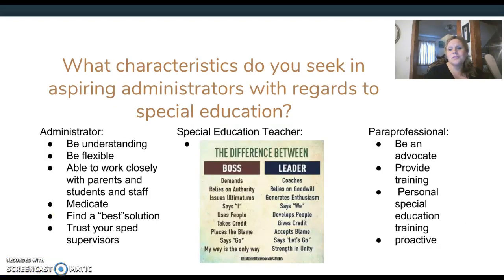So, what characteristics do they look for in regards to administrators in their involvement in special education? Again, my principal really talked about that flexibility, really talked about finding the best solution for the situation, and that it was very important that you were a trusting individual, trusting your SPED supervisors, those that had the knowledge because they work in it all the time, and so just part of the time like you.